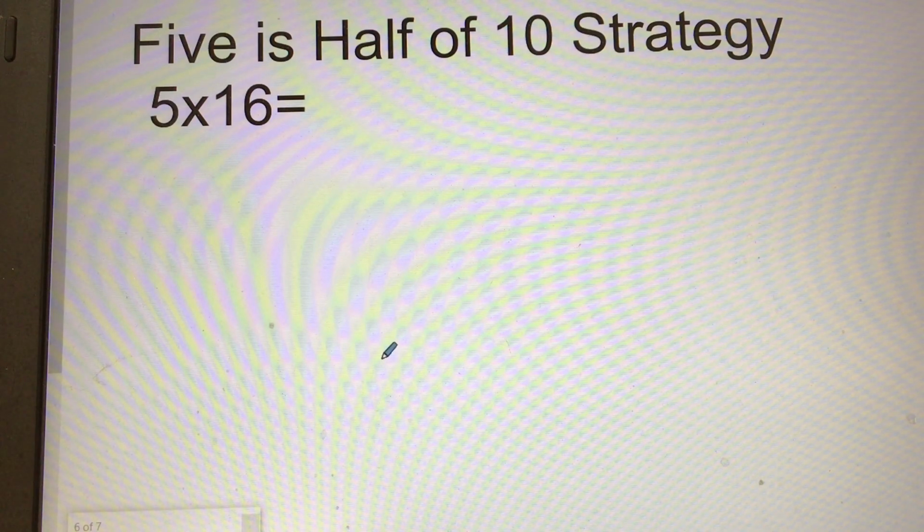Hello, fourth graders. Today we're going to review the 5 is half of 10 strategy with the problem 5 times 16. So for this, we're going to think of 5 times 16, and first we're going to solve the problem 10 times 16. Solving that problem first is going to help us get to our answer of 5 times 16.